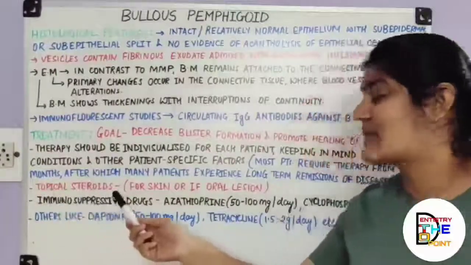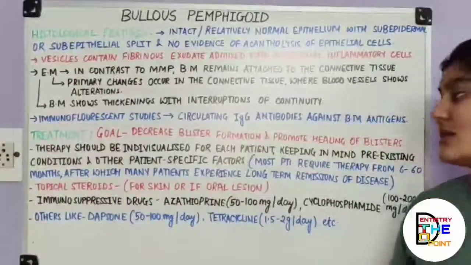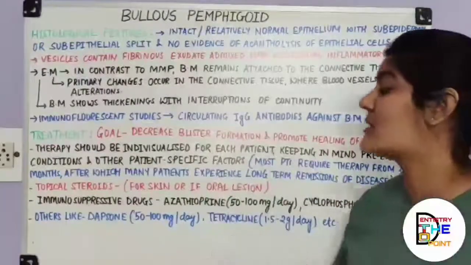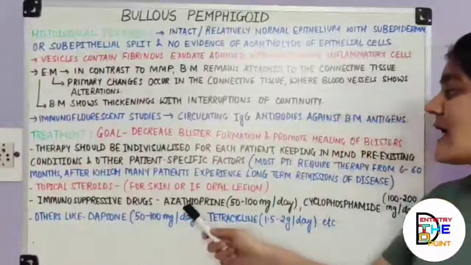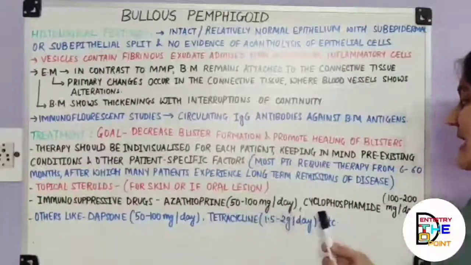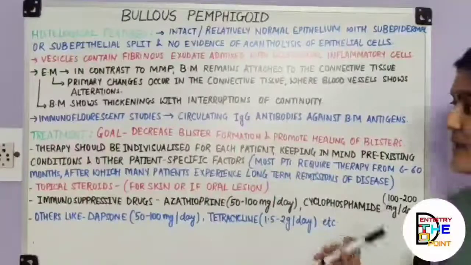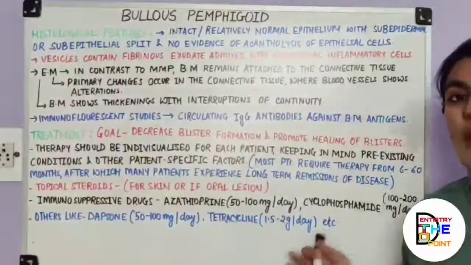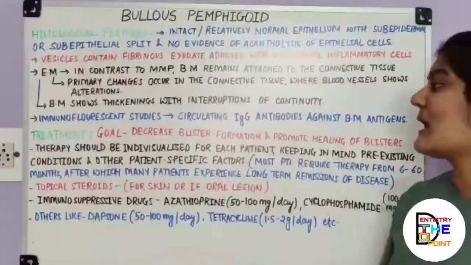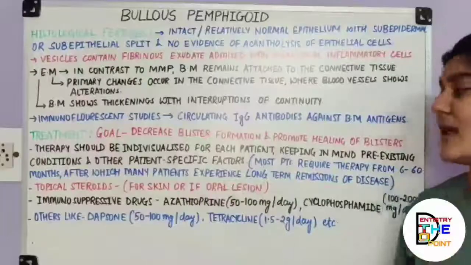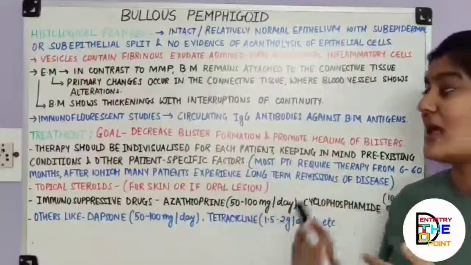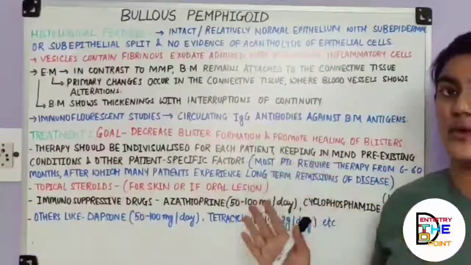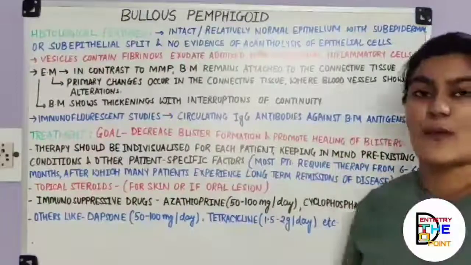Also, topical steroids can be used if there is any skin rash or skin lesion, and for the oral lesions also, topical steroids or intralesional steroids can definitely be used. Immunosuppressive drugs like azathioprine 50 to 100 mg per day, cyclophosphamide 100 to 200 mg per day, and others like dapsone and tetracycline can also be administered, but the main goal is to reduce blister formation by any means and to promote the healing of blisters. If this is done by any of the means, then your disease is cured. So this is all about bullous pemphigoid.